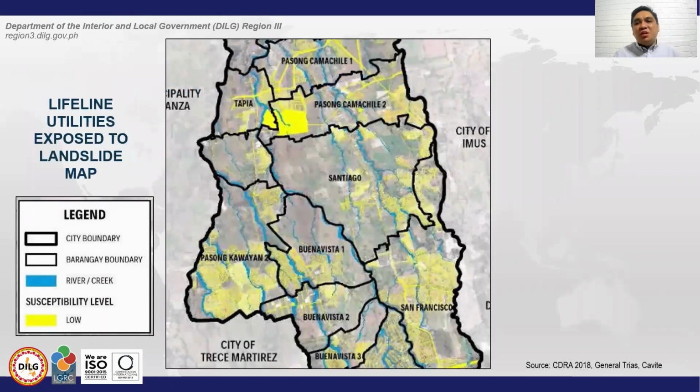For the Lifeline Utilities exposure map, you need an updated road network map, power distribution, and water distribution map. If you do not have a power and water distribution map, just focus on road networks since most of the power and water lines are also there. Remember to classify the roads according to hierarchy and include the road names and street names.